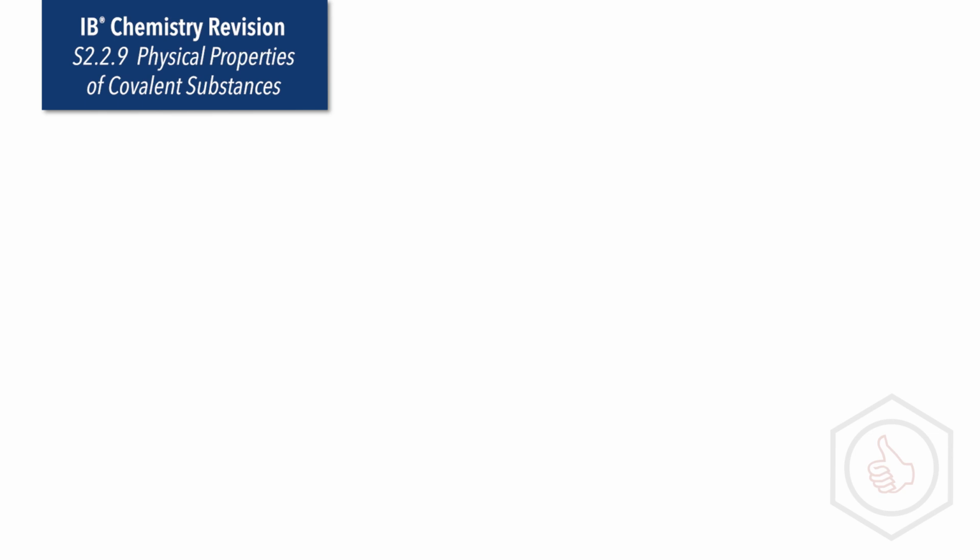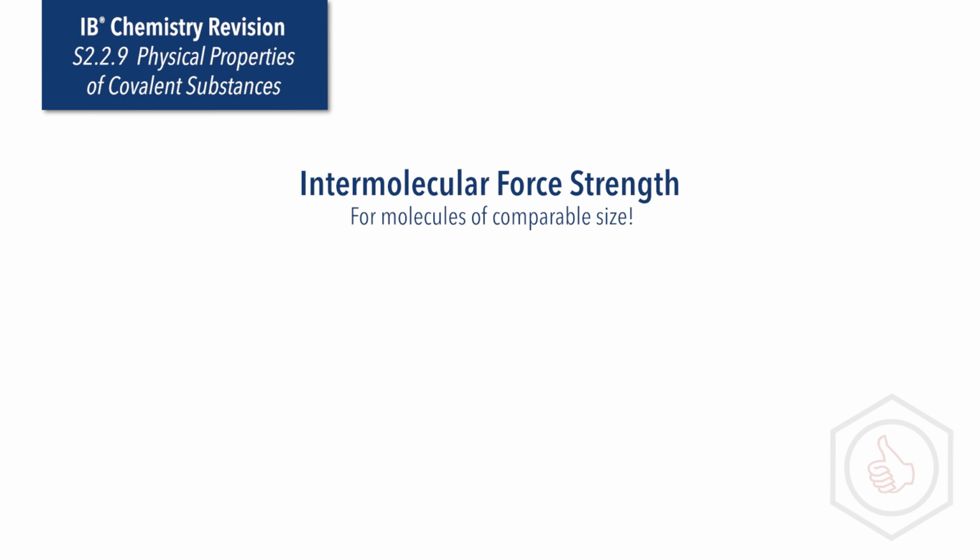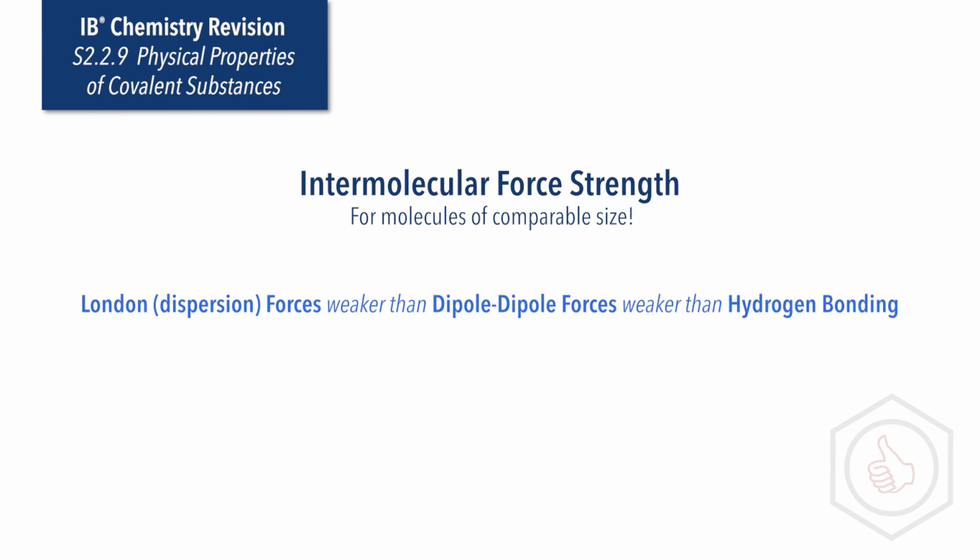For substances of comparable size with similar molar mass, the strength of intermolecular forces follows this order. London dispersion forces are weaker than dipole-dipole forces, and dipole-dipole forces are weaker than hydrogen bonding. The bonding and intermolecular forces present in covalent substances explain their physical properties, such as volatility, solubility, and electrical conductivity.